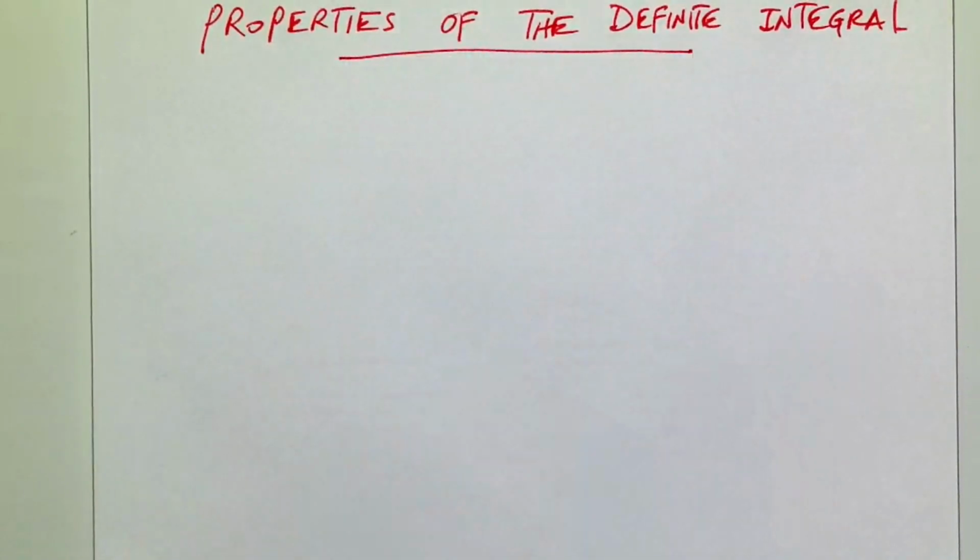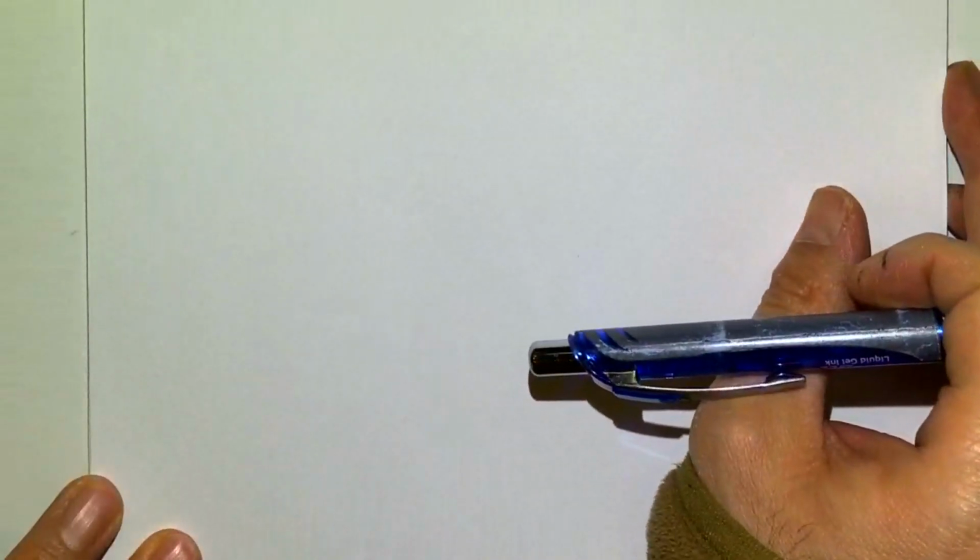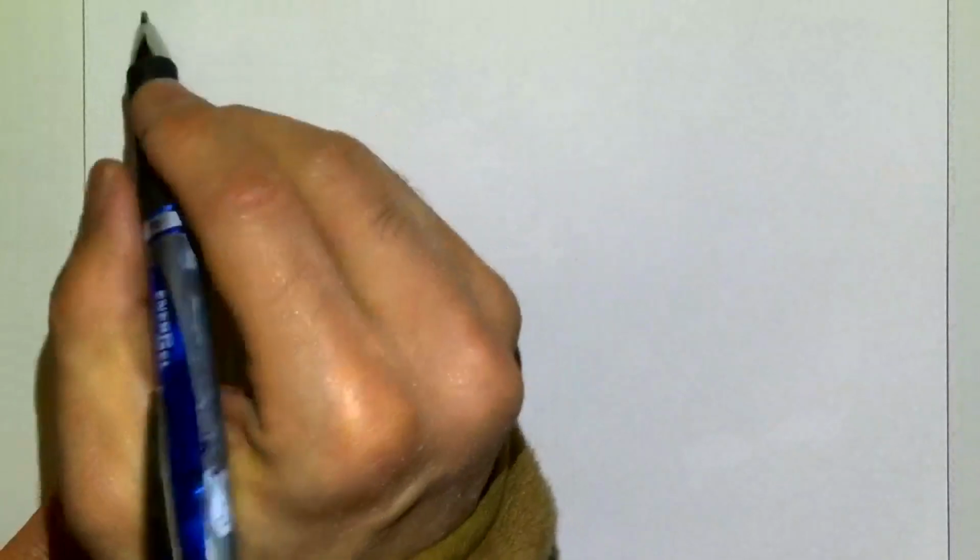All right, so these are very, very important, especially for those of you who will move on to Calculus 2, who will make extensive use of these properties, as well as in this course in the remainder of chapter 5. So here's one of the properties.